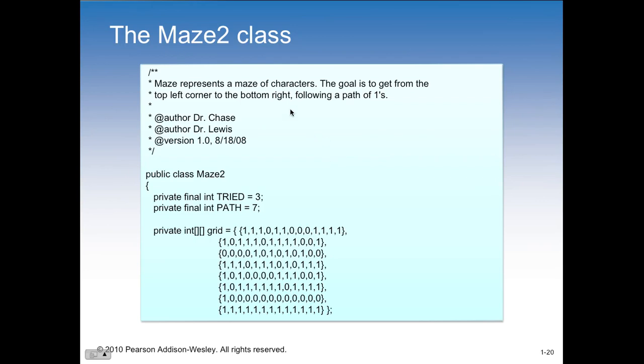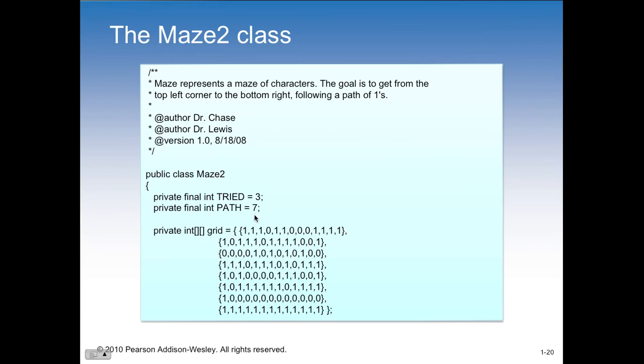So we're going to create a grid here. The maze represents the maze of characters. The goal is to get from the top left corner to the bottom right corner diagonally through the grid that we're going to create, followed by the path of ones. So we have tried is 3, path is 7.